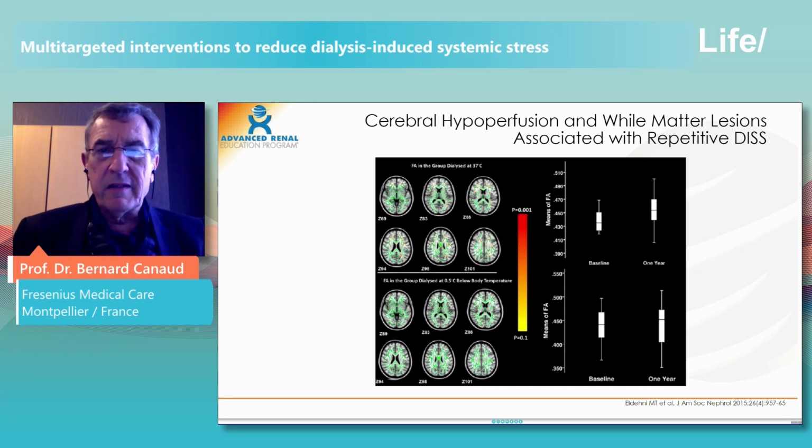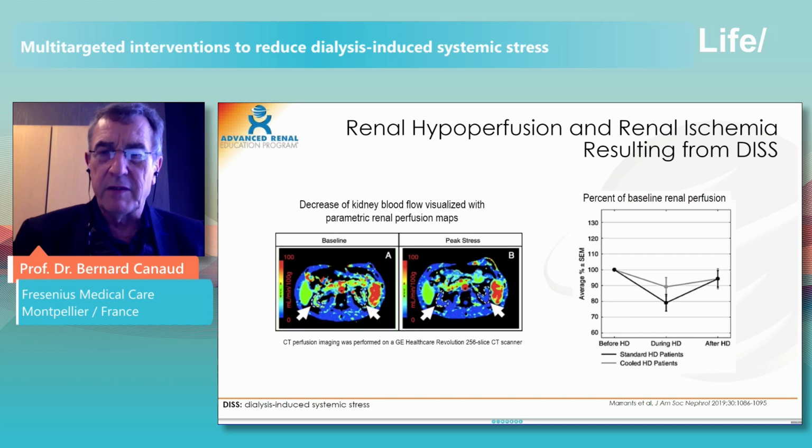Now, not only the heart, but if you just think about the brain, this is a study that was performed in the UK for 1 year, considering cerebral hypoperfusion. On the top, you get the baseline, and on the bottom part, you get after 1 year, showing that there is a tremendous impact on the white matter. You can reduce this impact, and I will show you in a minute, by using, for example, hypothermic dialysis, but still, white matter is affected by the dialysis.